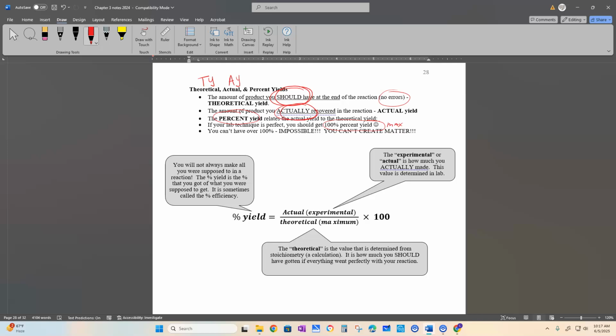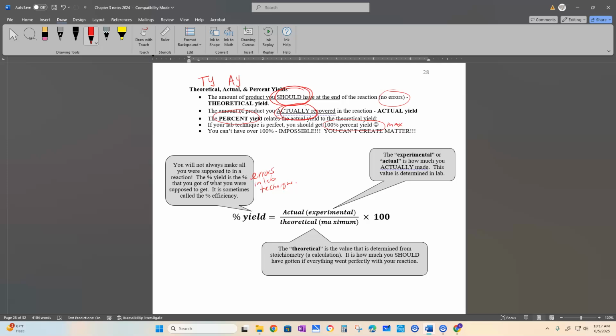With our percent yield, you will not always make all of what you're supposed to, because there are errors in lab techniques. You can't blame equipment. There's always human error, and we're trying to limit that error.